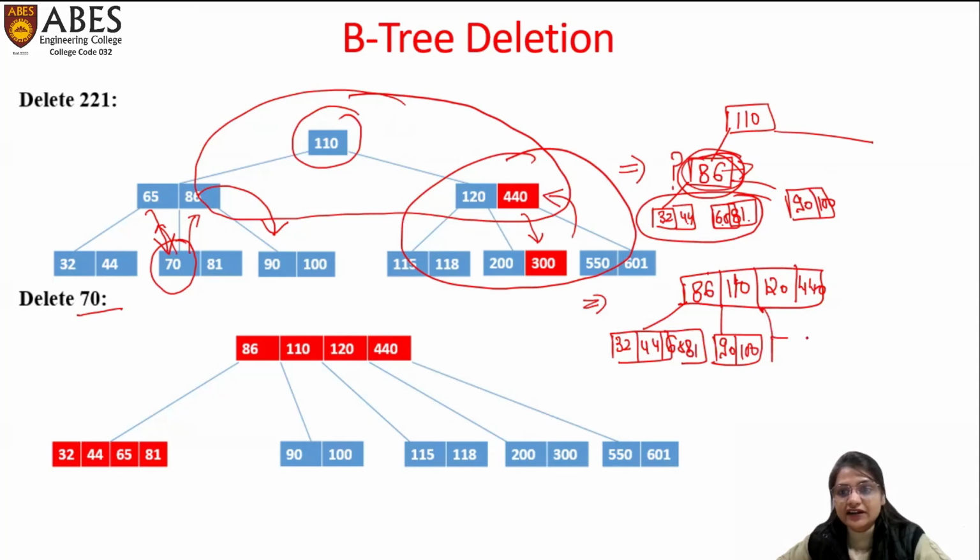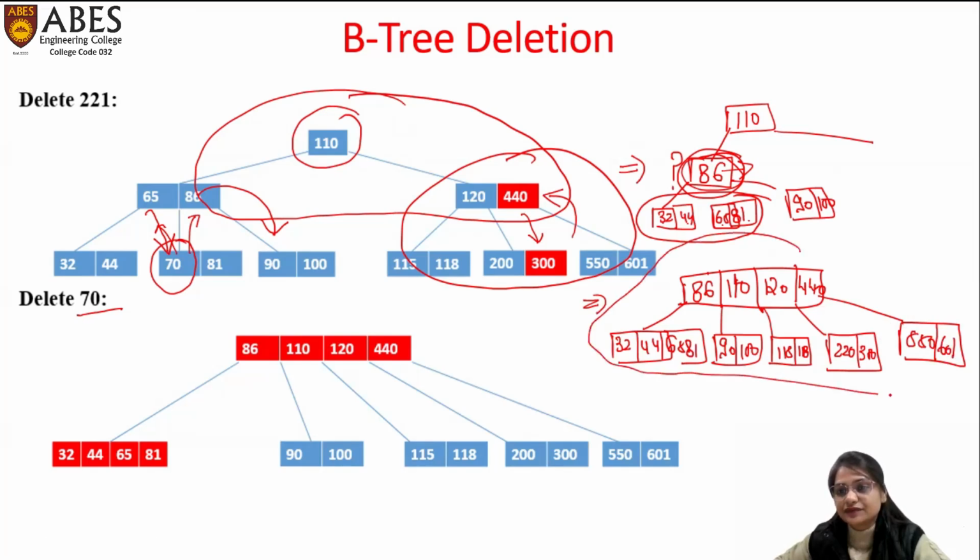120 or 100 child will be 115 and 118. 120 right child will be 220 and 300. And 440, right child will be 550 and 601. So the main concept to be noted here is this step. This will be the final B tree, which is a height balance tree.